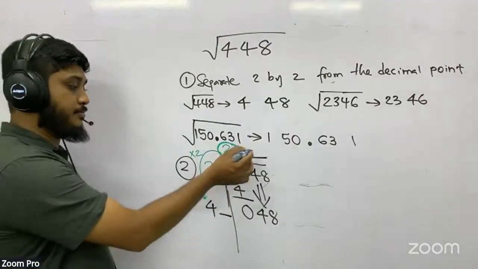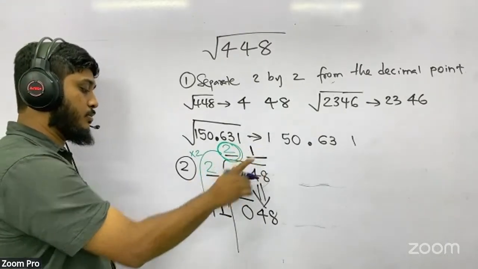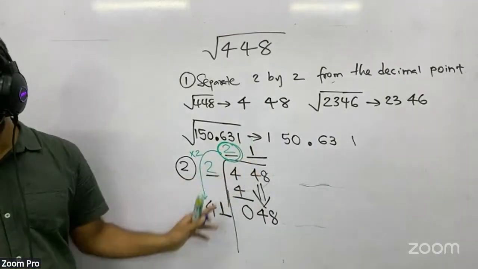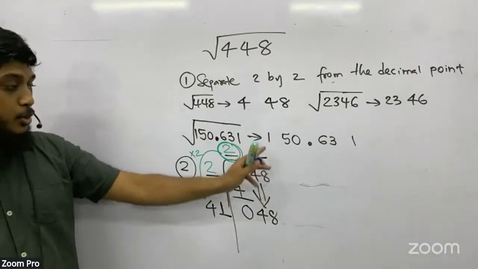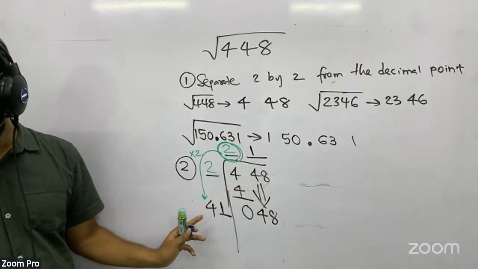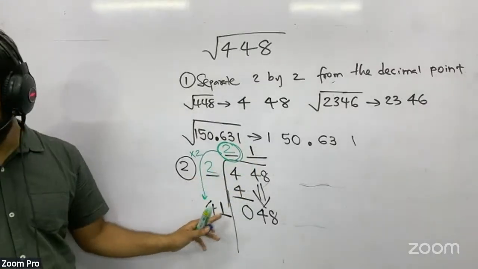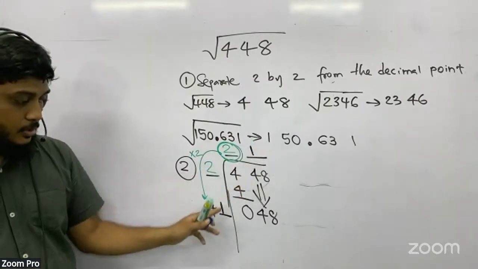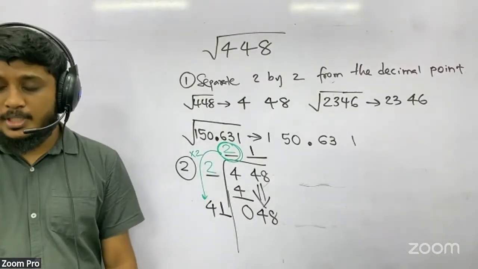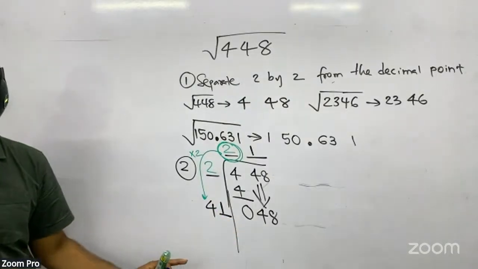I can put 1. Then what will happen? 1 into 41 is 41. If I put 2, what will happen? This will be 2, and this also will be 2. Then it is 42 into 2, how much? 84. So can I put 2 here? Can't. I can put only 1.